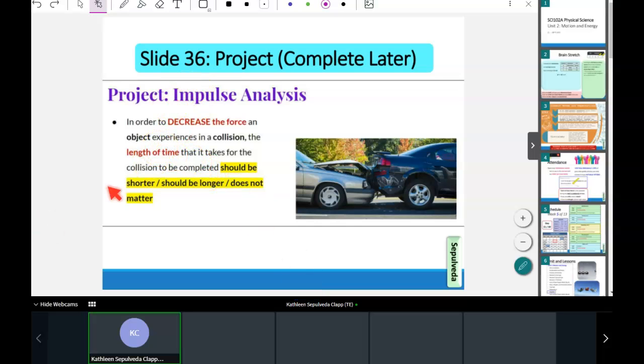Okay, so let's go ahead and just look at this real quick. This is slide number 36. Again, these slides are what I need you to go through. In order to decrease the force an object experiences in a collision, the length of time that it takes for the collision to be completed should be, who could tell me in the chat box, should be what? If I want to decrease the force, should my time be shorter, longer, or does not matter? Yes, Andrew, excellent. It should be longer. My time should be longer to decrease that force.